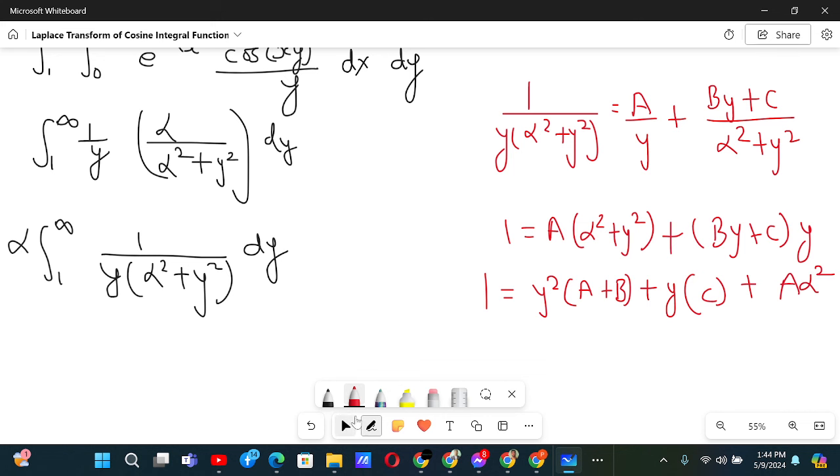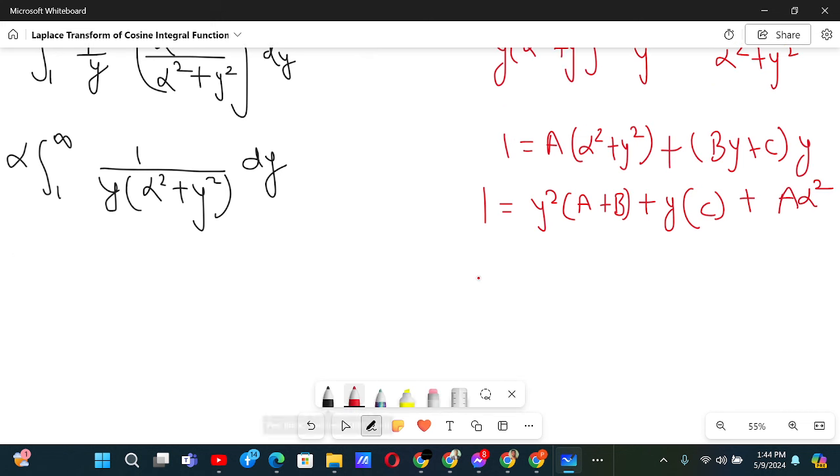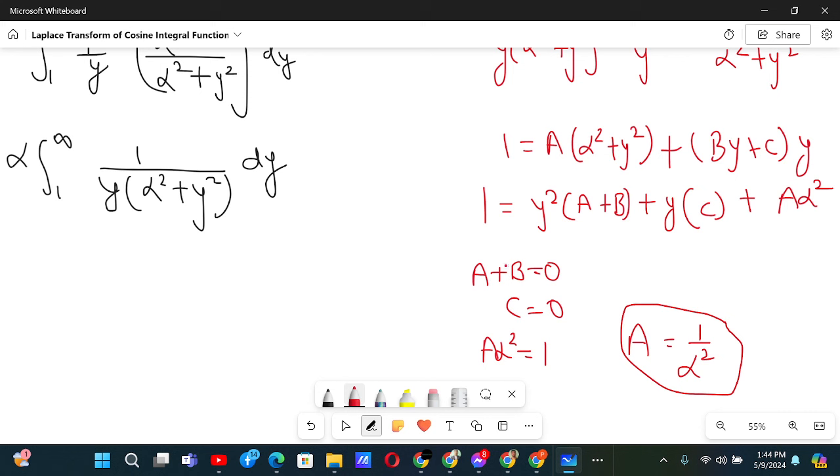Now comparing the coefficients, we can say that a plus b should be 0 since there is no coefficient of y square, and then c should also be 0 since there is no coefficient of y as well, and a times alpha square should actually be 1 because the constant term is 1 over here. That implies a is just 1 by alpha square. Now if a is 1 by alpha square and a plus b is 0, it's clearly obvious that b is minus 1 by alpha square, and c, as you all know, is 0.